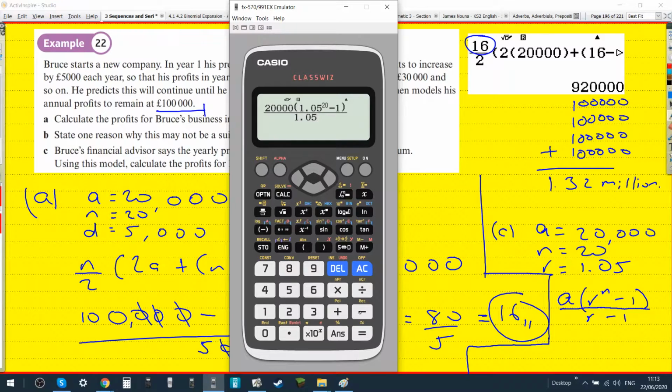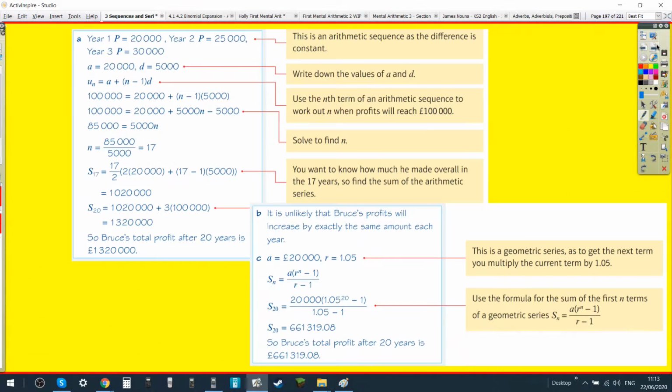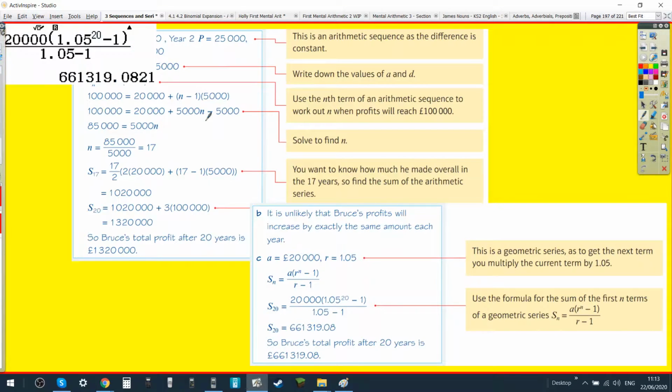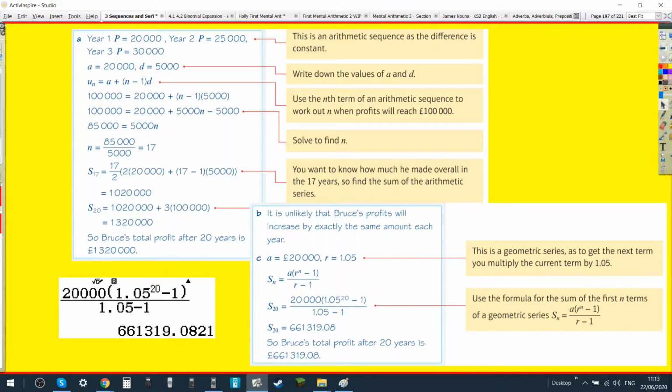Okay, I got an answer. 661319. Oh no, sorry, I subbed in the wrong number once. So yeah, I got that. And there it is down the bottom, 661319. So these are some formulas.